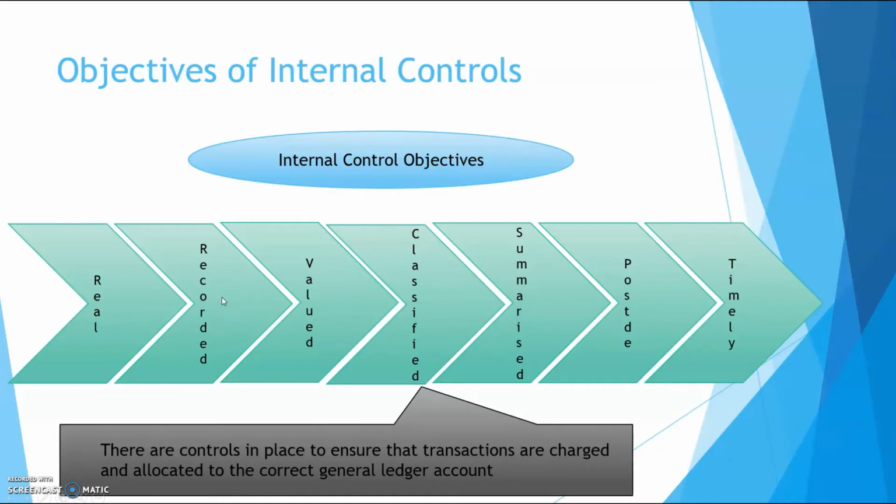Our next objective, classified. There are controls in place to ensure that the transactions are charged and allocated to the correct general ledger account. So where this comes into play, obviously, you all know your definitions of what's an asset, liability, expense, revenue, equity, etc. We've got to make sure that there are controls in place so that we can't hide stuff.